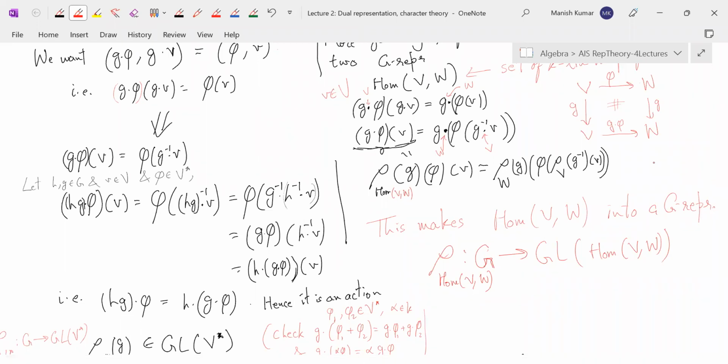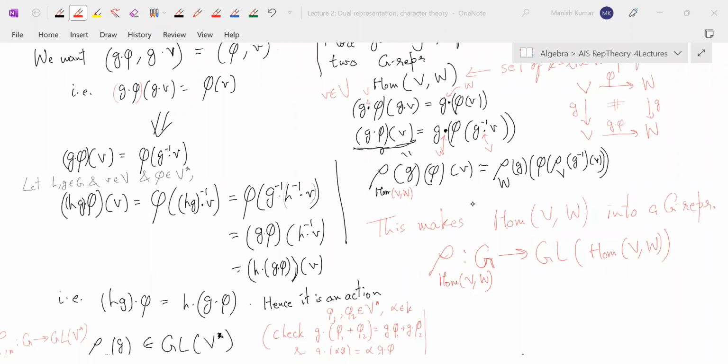Okay, good. So this makes V into a G representation. So I've given you the formula. So one still has to check that rho G of phi is indeed a map from V to W, a linear map from V to W. So that is sort of straightforward, but all the verifications are not too difficult.